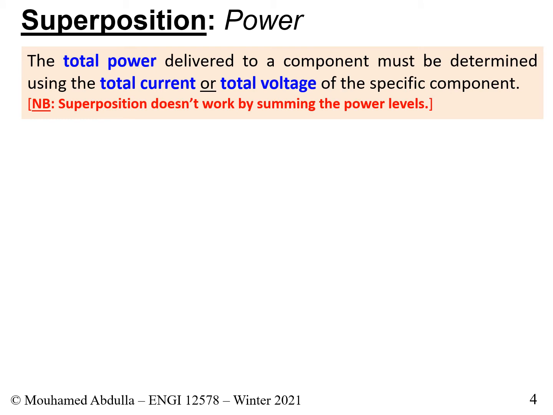So in other words, if you find the power with one source, and then you find the power with a different source, and then you add them together, this will give you a wrong answer. That's essentially what I wrote here. Superposition doesn't work by summing the power levels. This is something to remember. It only works when you sum the voltages and the currents. And we keep stressing this in this lecture and throughout the course.